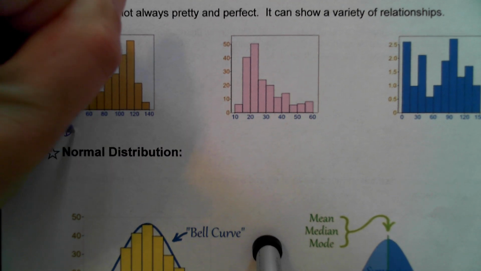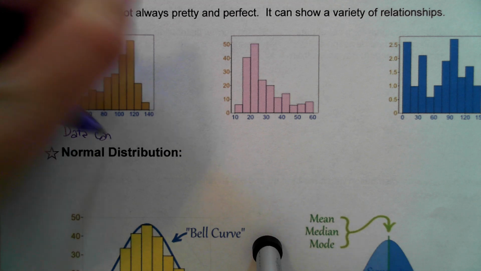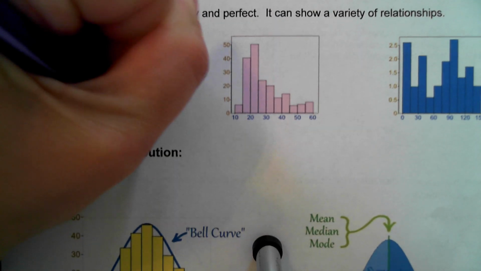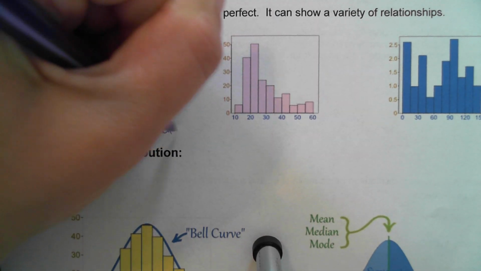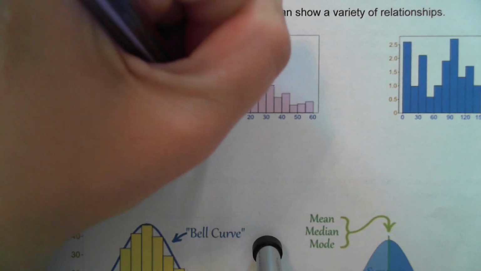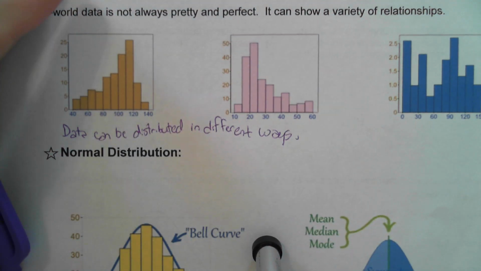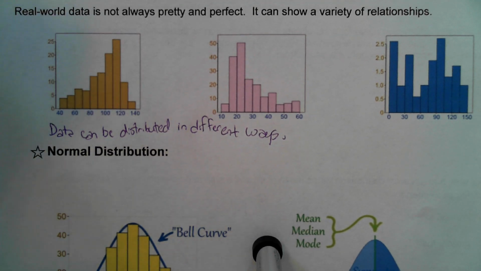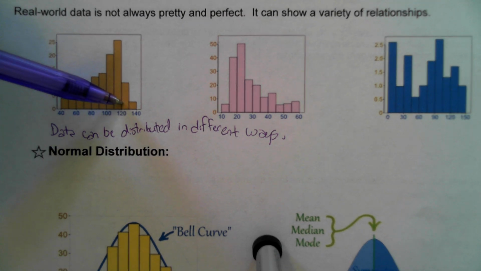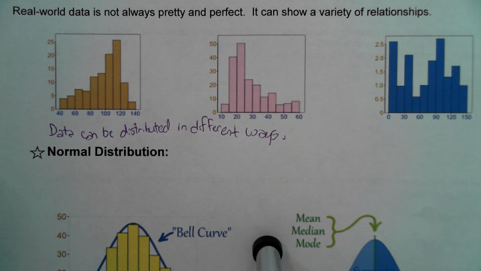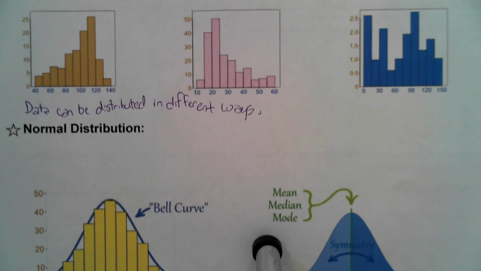So data can be distributed in different ways. If you look at the three graphs up top, you'll notice that this one is kind of skewed to the right, this one is skewed to the left, and then this one, the data is all over the place. So we're going to look at what's called normal distribution, and I'll define that for you here.